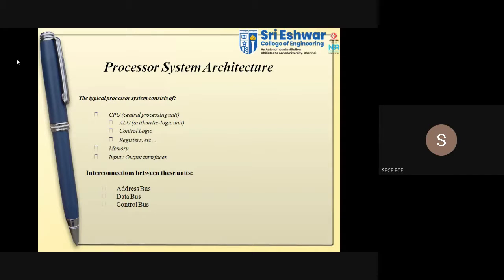We have multiple functions, multiple blocks in the architecture of 8085: CPU, ALU, control logic, registers, memory and input output, timing and control, flag registers, temporary registers, everything dumped inside a single block. That is said to be an architecture. The data between those blocks is transferred only because of the buses. Bus is nothing but a medium which transfers data from one place to another.